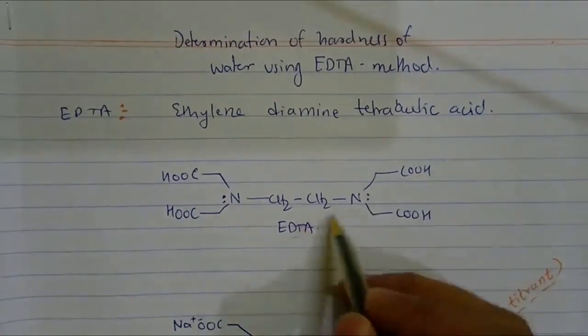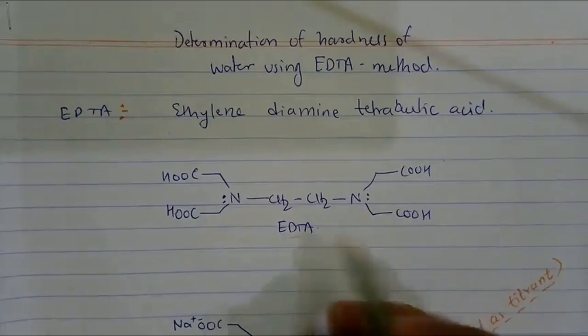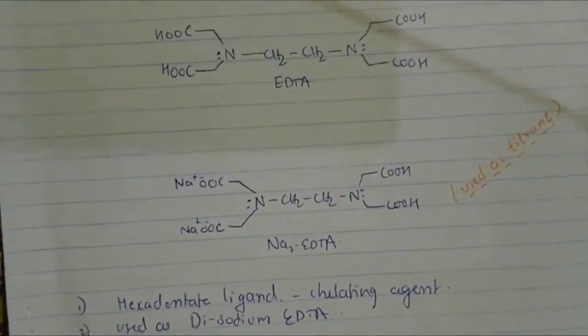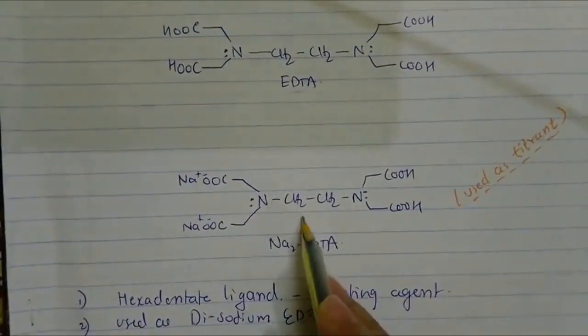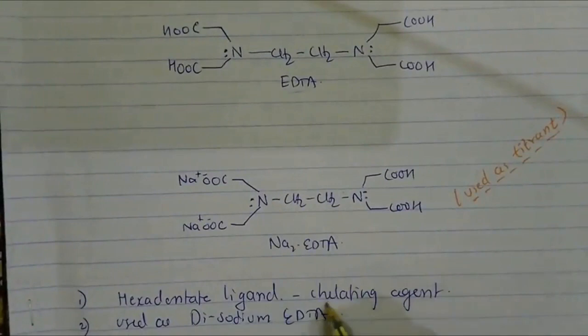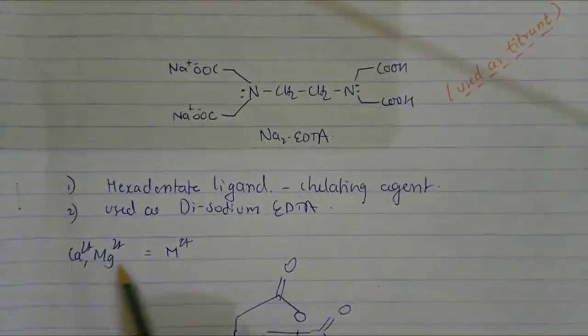Generally the solubility of this compound in water is very poor. It's not so good, so that is why it is used in the form of disodium EDTA. Disodium EDTA is used because its solubility is better, and as I already told you, it is a chelating agent. Is that clear?